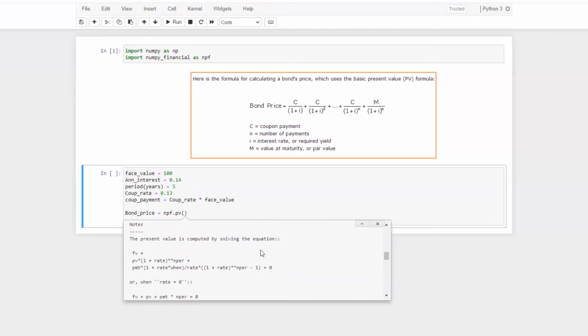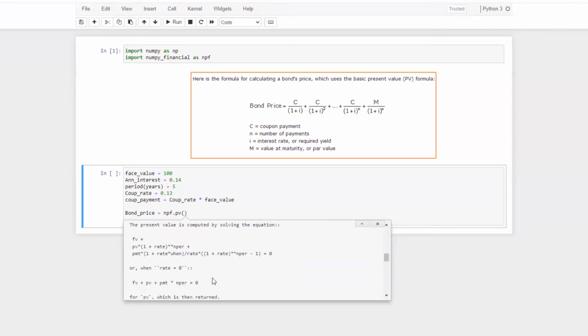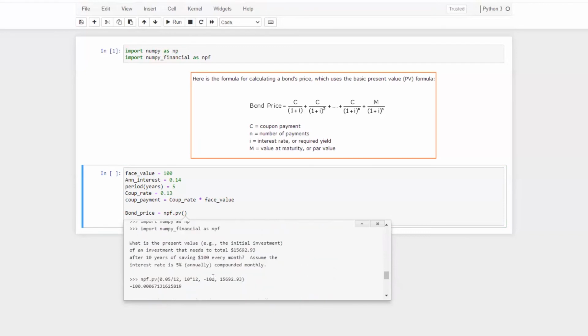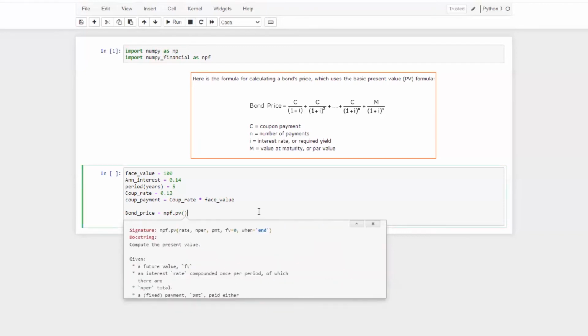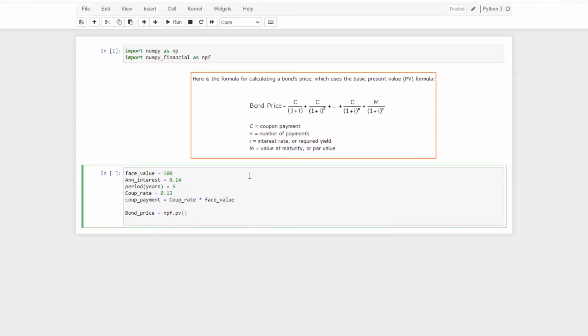Now the present value is computed by solving the equation. So we have all this information readily available. All we need to do is plug it in and then we will be good to go. So what I'm going to do here is annual interest, comma, period, thinking there could be some error once we run the file, so it's better to do it in this way.